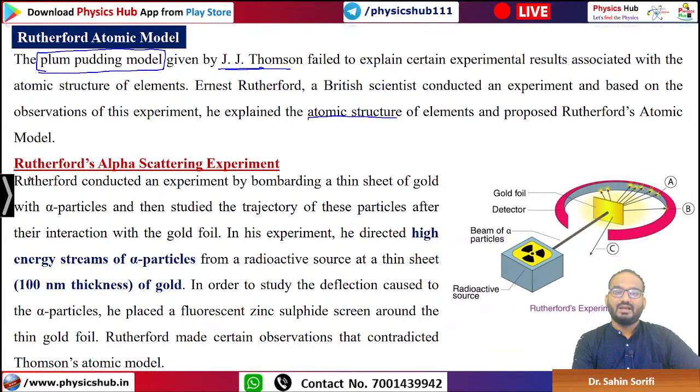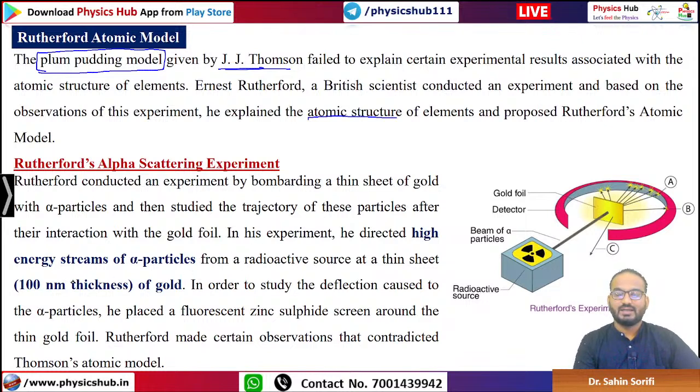Now what we had in Rutherford's alpha scattering experiment, the same thing has been shown here. From the radioactive source, alpha rays are generated and passed through some gold foil, and as you can see, wherever the scattered alpha ray strikes, it glows. Rutherford conducted an experiment by bombarding a thin sheet of gold with alpha particles. Then he studied the trajectory of these particles after the interaction with the gold foil.